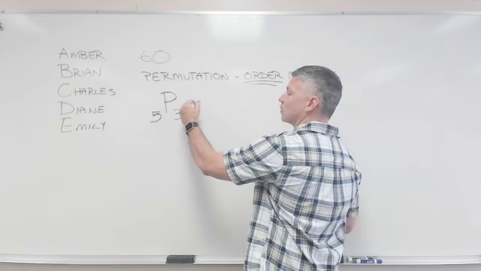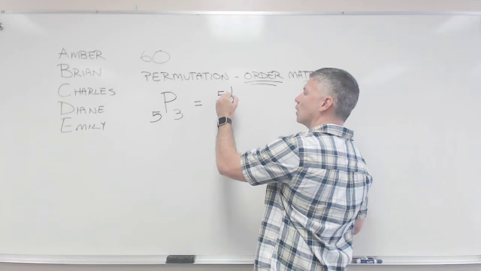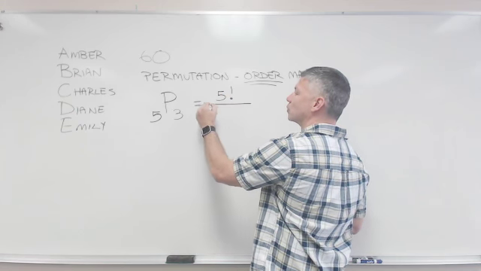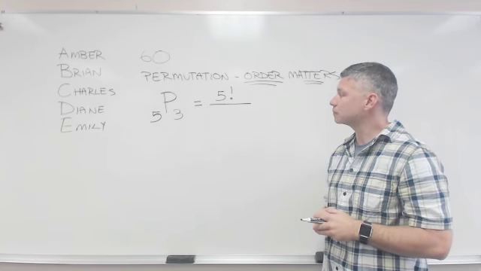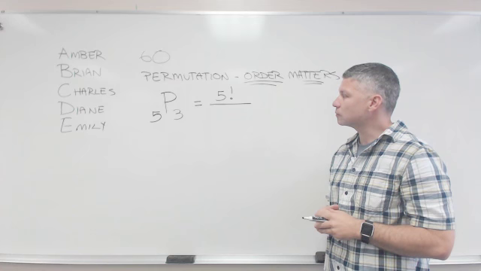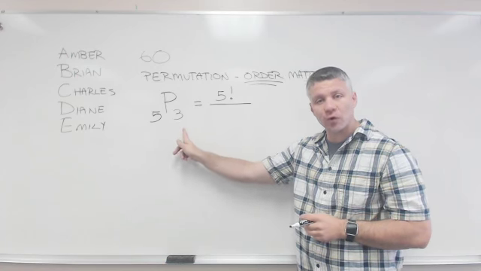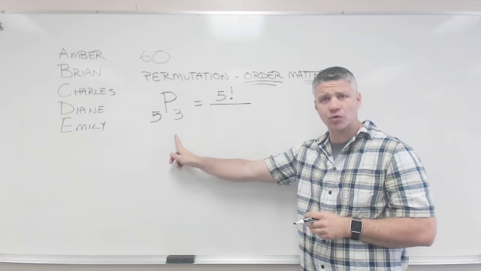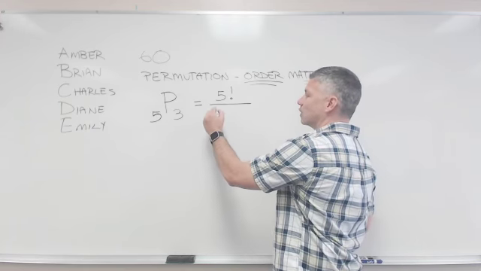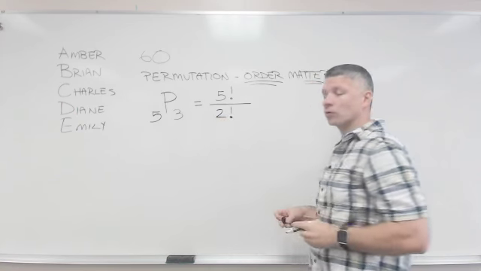This is how it's calculated. You take your total number, 5, and we're going to use the factorial that we just saw and put that in the numerator of our fraction. For the denominator, we're going to subtract these 2 numbers. 5 minus 3 is 2 factorial.